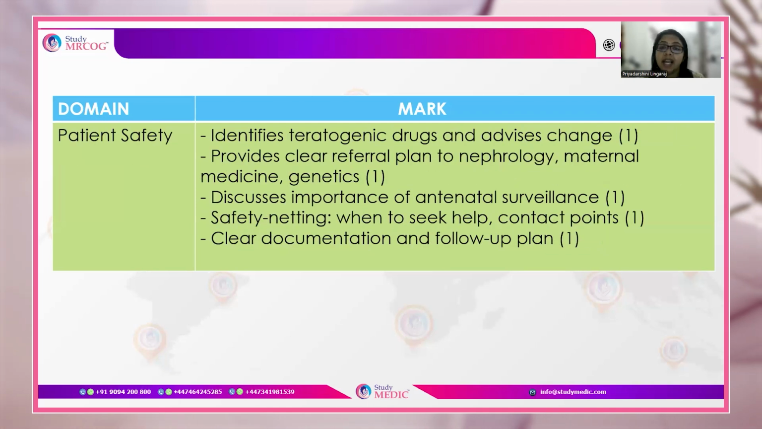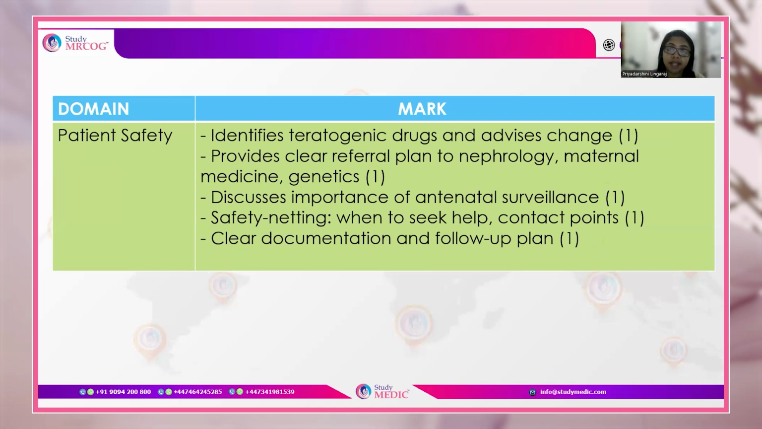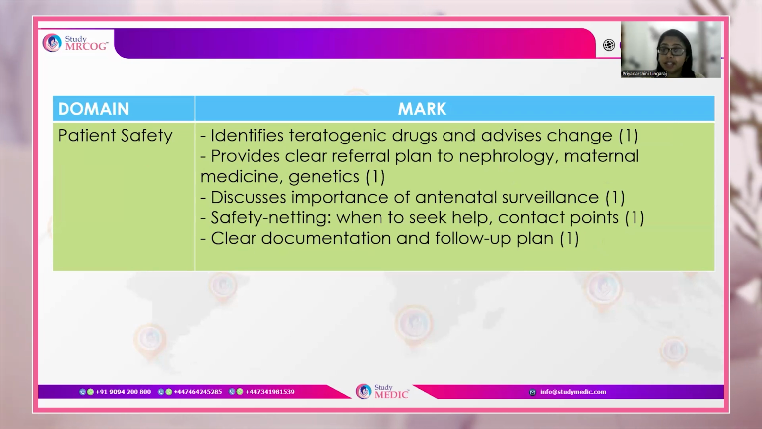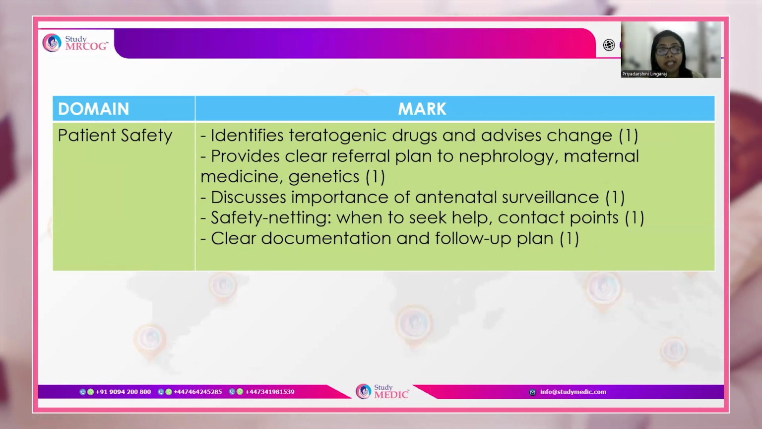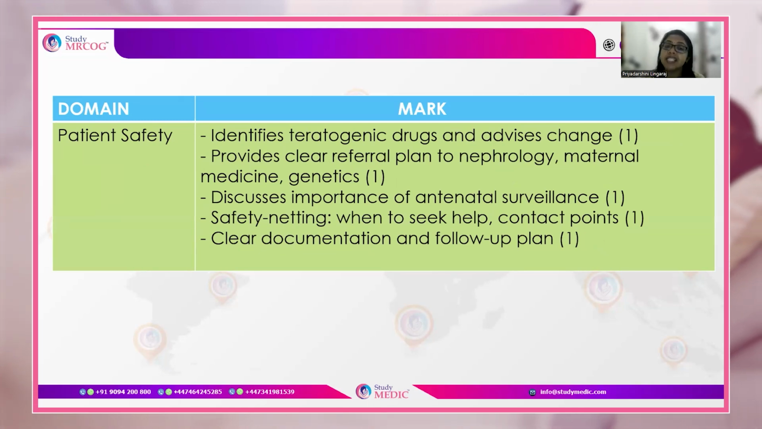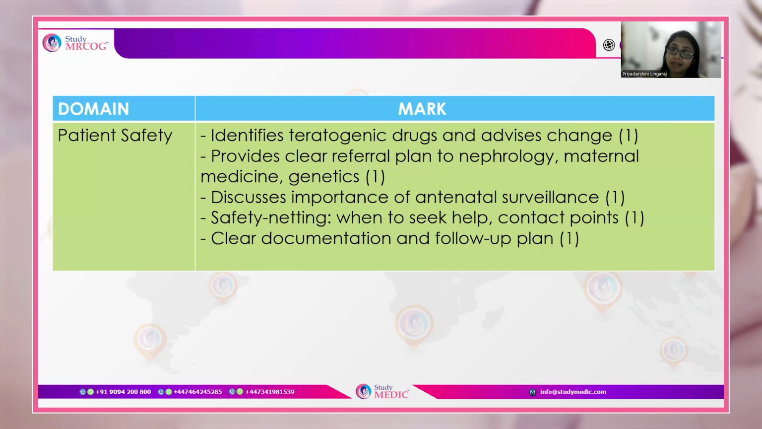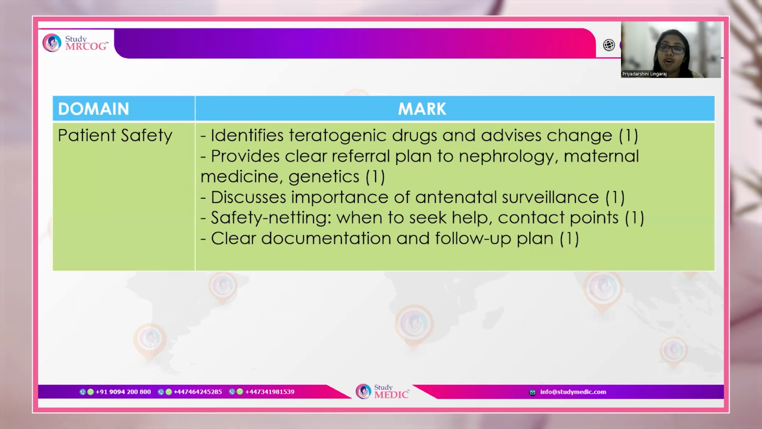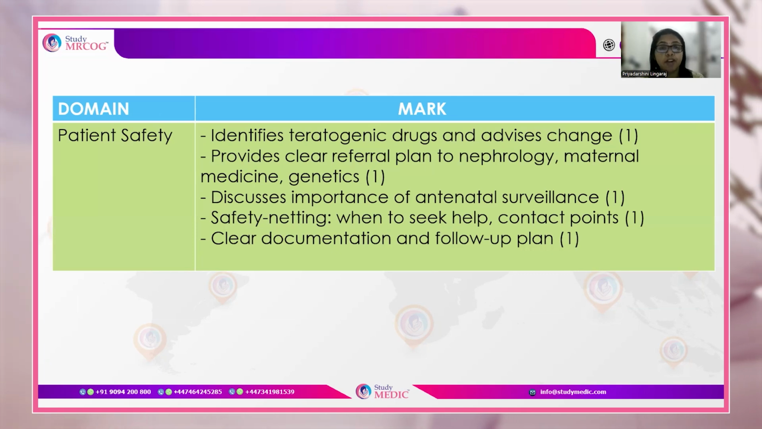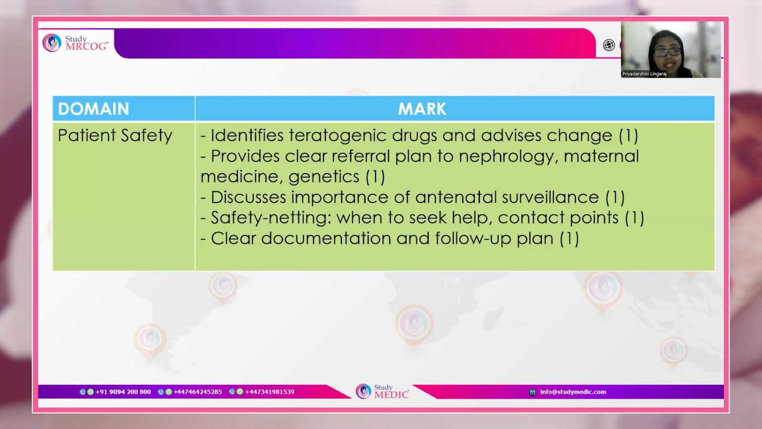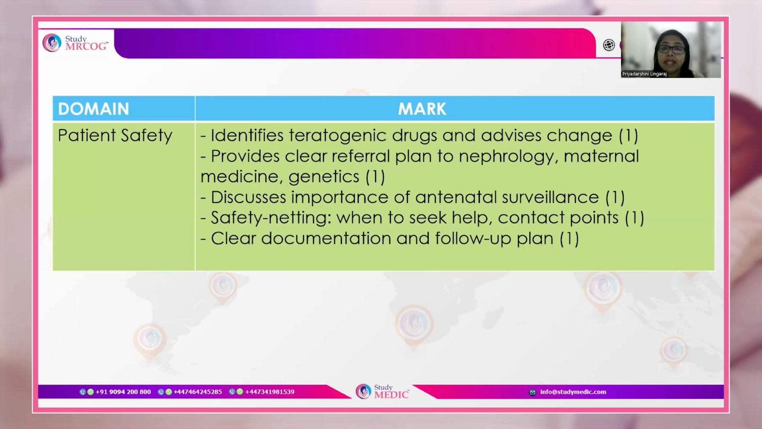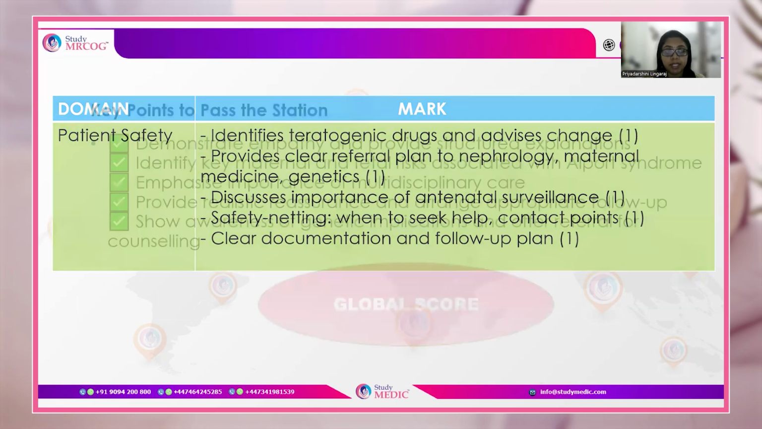Coming to patient safety, once again, it's about the teratogenic drugs and how you are going to change them. Correct identification of the patient, just in case she has any reports that she carries with her, your MDT and how we are going to refer her, and the genetic involvement. Antenatal surveillance, emergency contacts, all this needs to be done. And at the end, you have to give her a clear follow-up plan of what she is going to do next. All these are marked for your patient safety domain. So this is the domain-wise marking of this particular station.